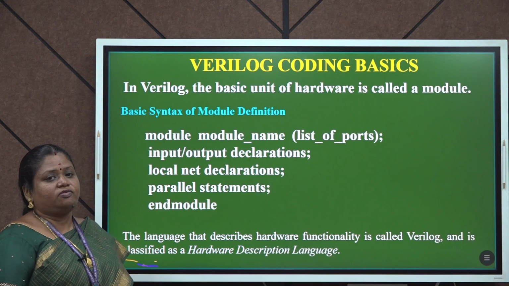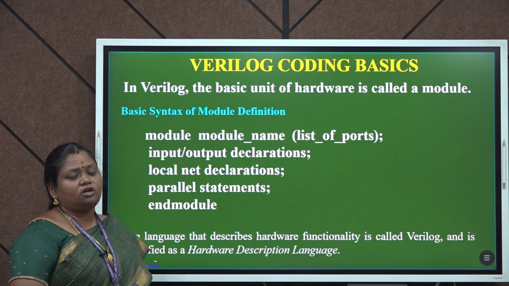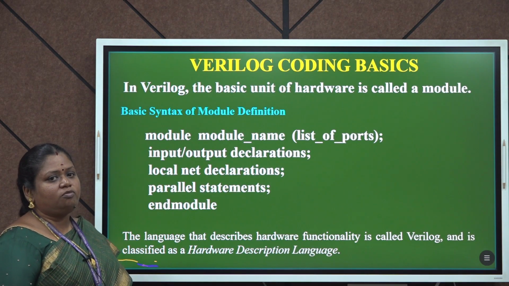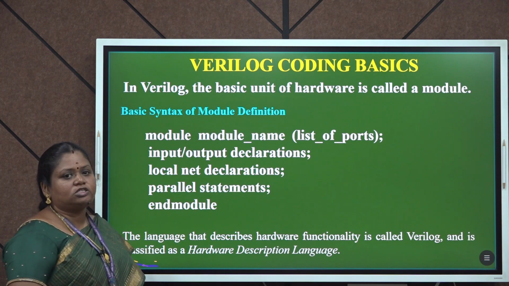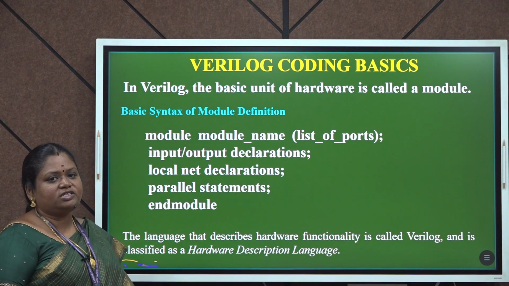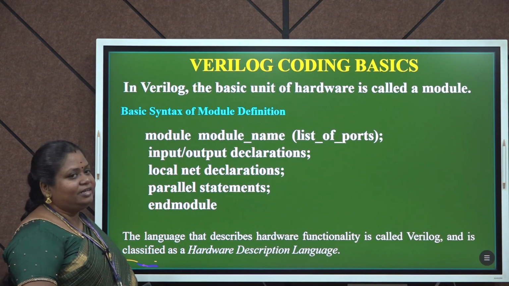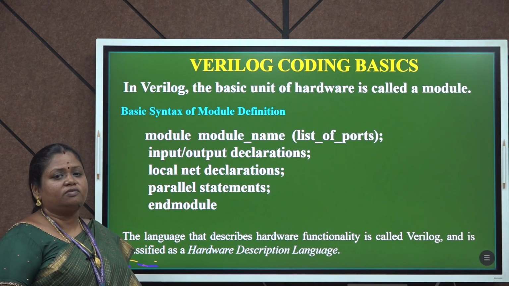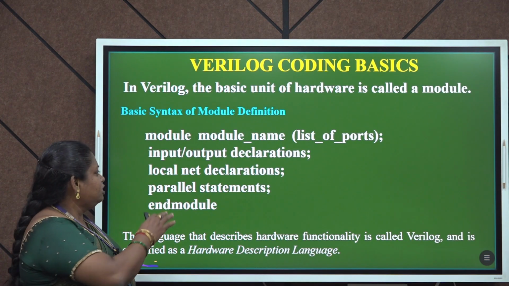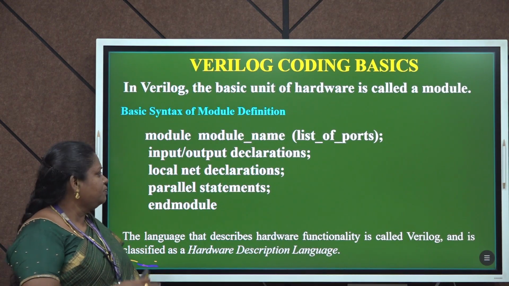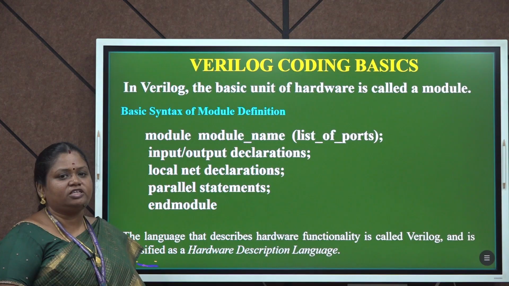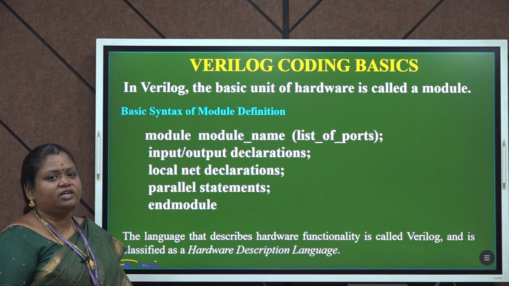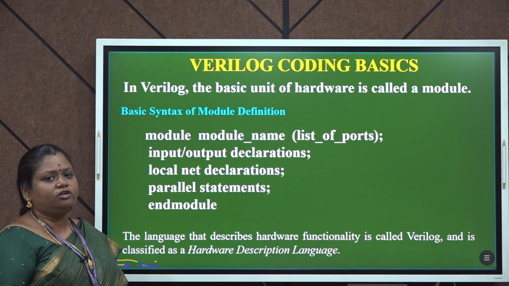When we come to the basics of Verilog coding, we have to mainly focus on how to write the program. The first step is to start with the module followed by the module name, and then we give the list of ports. Ports are nothing but your inputs and outputs, followed by the declaration. Here you declare the variables used for your input and the variables declared for your output. After declaration, we go for the local net declaration, and then we can have n number of statements for our execution, followed by the endmodule. Whenever we start a module, we have to close it with an endmodule. This is the basic rule of writing your Verilog code.